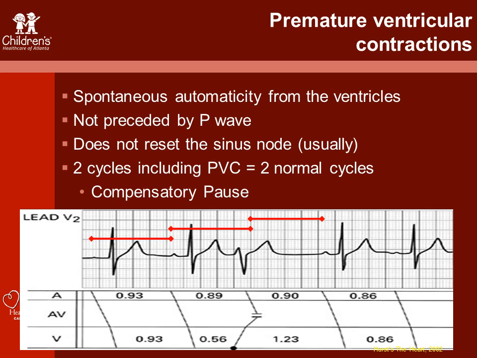What I mean by 2 cycles equals 2 normal cycles is that if you take your calipers and you march out the P to P interval, if you keep on marching through the PVC, you'll see that you will eventually line up with the next P wave after the PVC. And that's indicated here by the red lines across the rhythm strip. Each diamond on the end of the red line indicates the tips of my calipers. So if you march it through, it lines up, meaning there is no compensatory pause of the sinoatrial node.